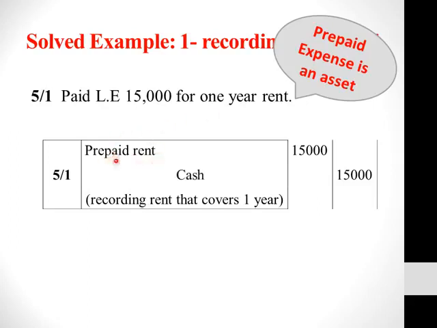So prepaid rent will be in the debit side for 15 and we paid cash, so it will be placed in the credit side.